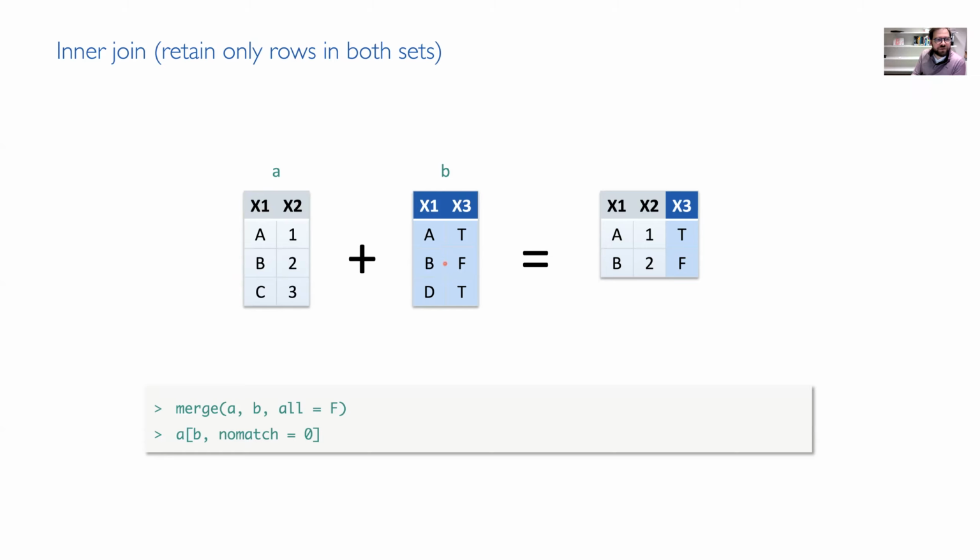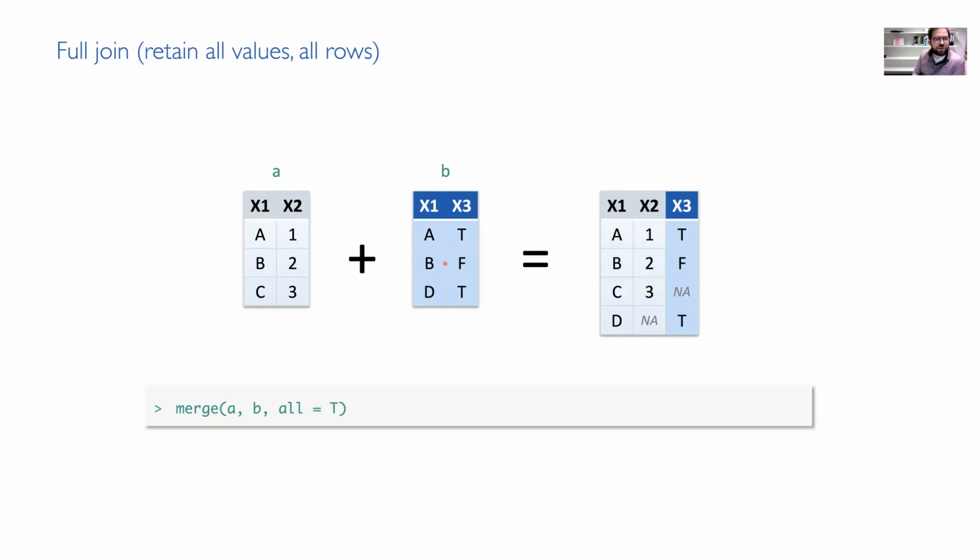So if there's an inner join, there's also an outer join or a full join. This full join retains all values from all rows. If we now join or merge these two tables, then we get our column X1 that is shared between these tables, our column X2 from the first table, where we don't have a value for D, and the column X3 from the right table, where we don't have a value for C. So this retains the most information.